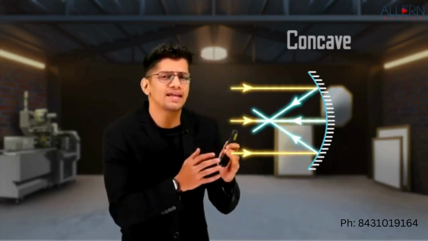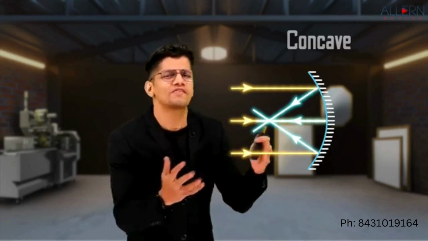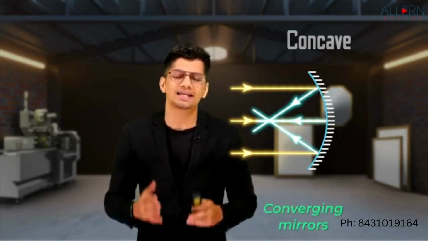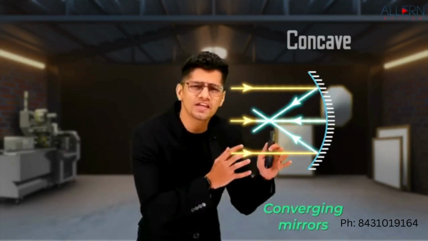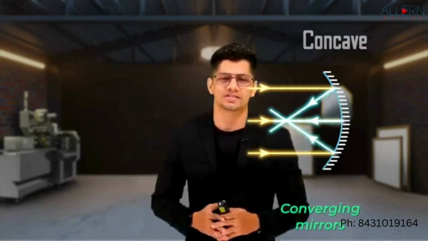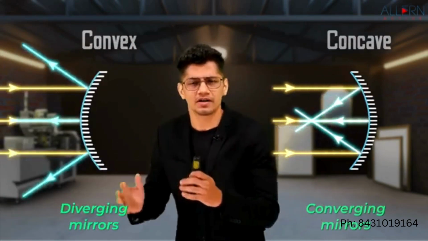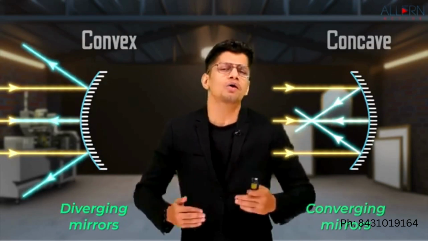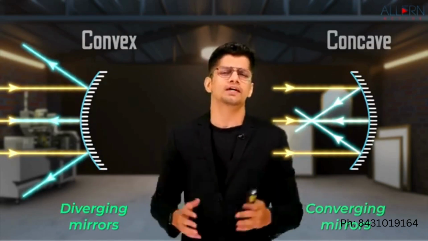Now, are these rays coming towards each other or moving away from each other? Coming towards each other, right? This in technical terms is called converging. That means concave mirrors are converging mirrors. Convex mirrors are diverging mirrors. Concave mirrors are converging mirrors. So now we have understood how reflection of light takes place from spherical mirrors.